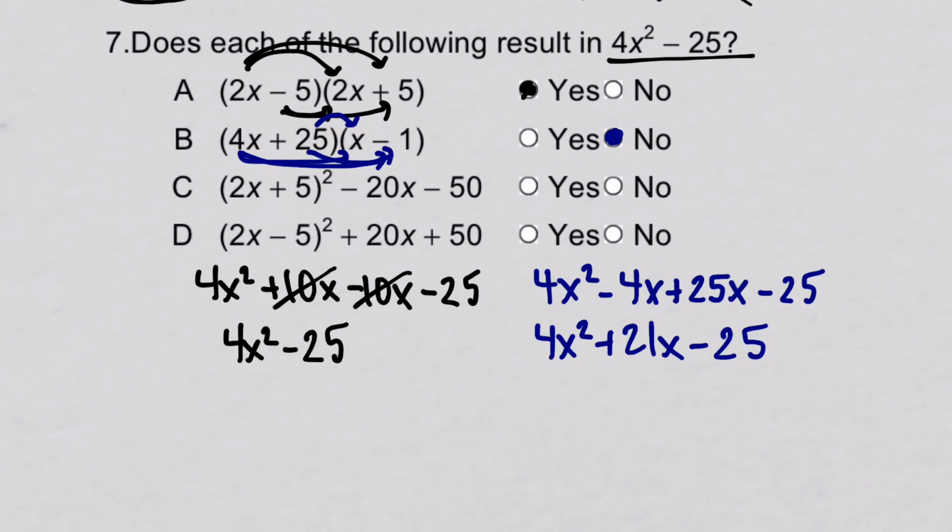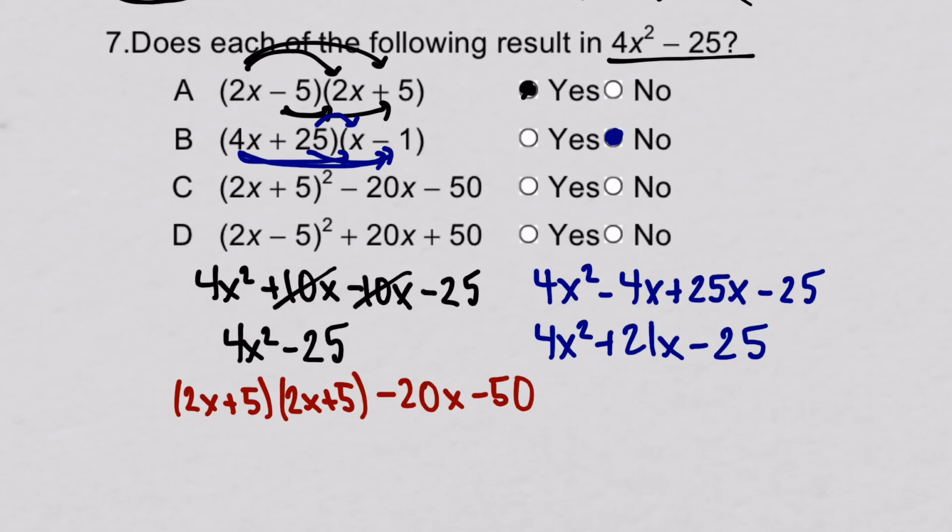Okay, let's do the next one in red so we can tell it apart. It's 2x plus 5 squared, which means I multiply it times itself, minus 20x minus 50. So let's simplify this.